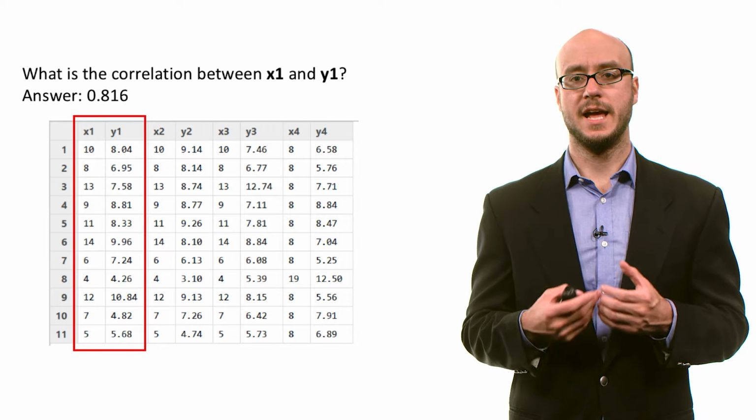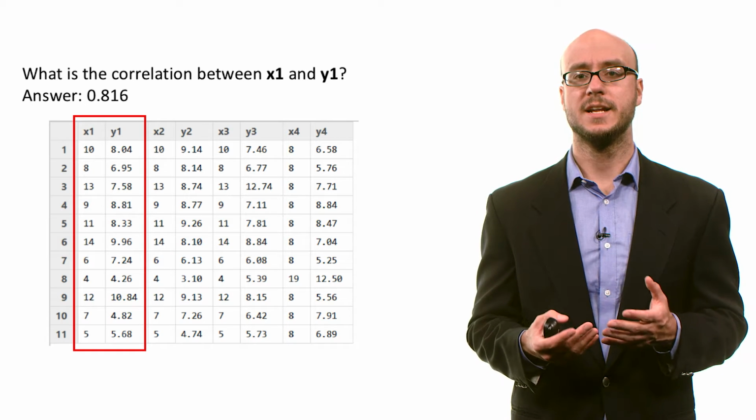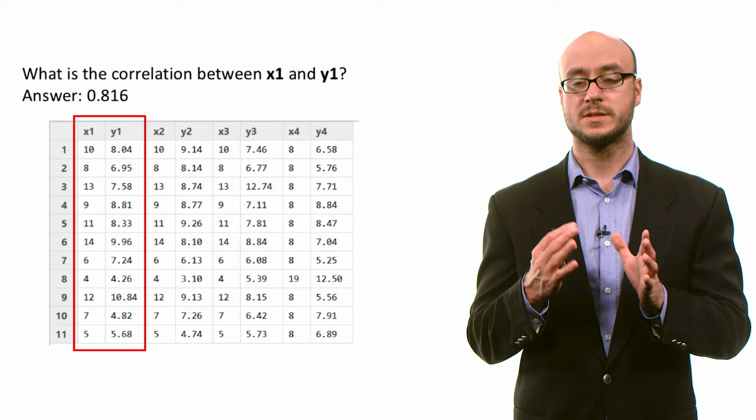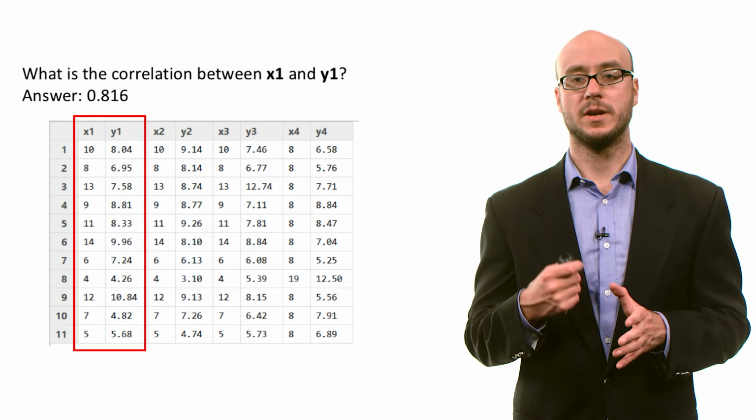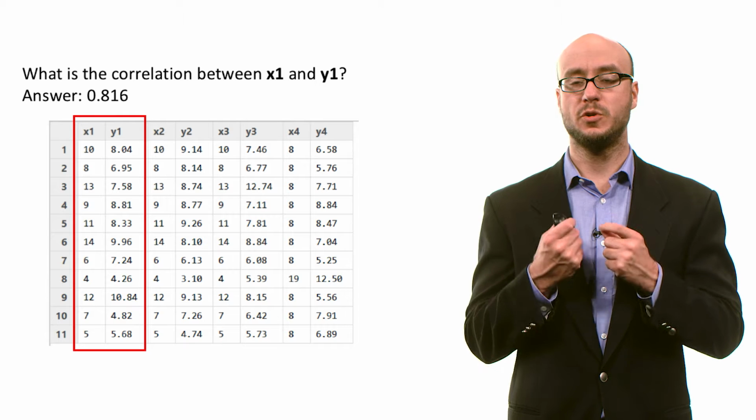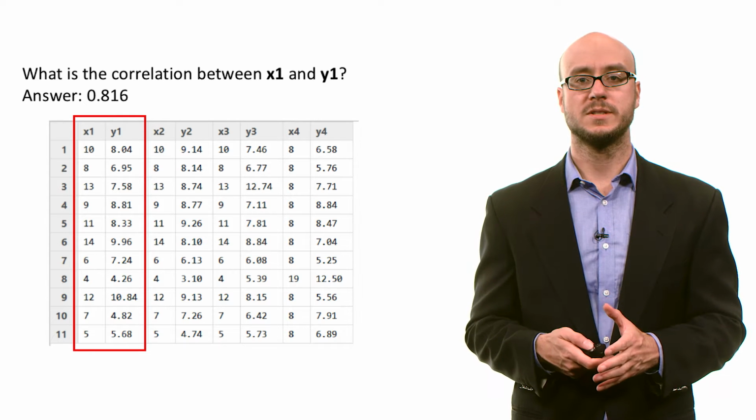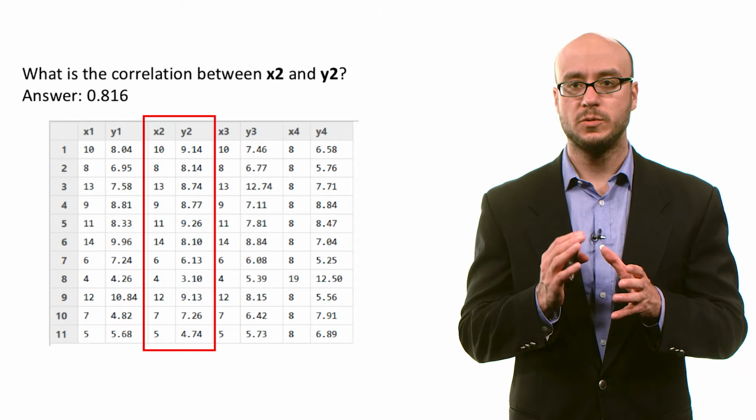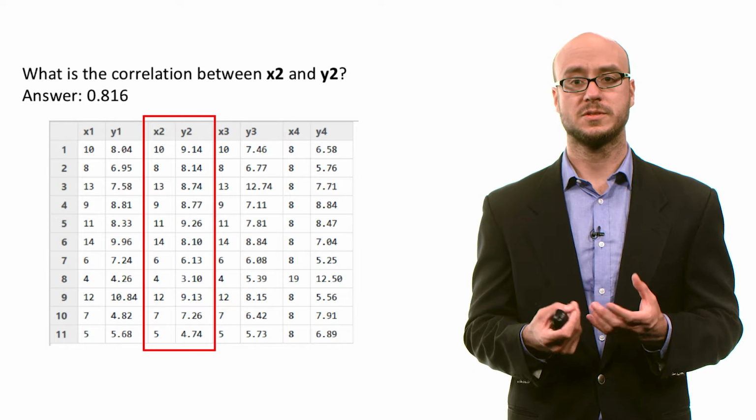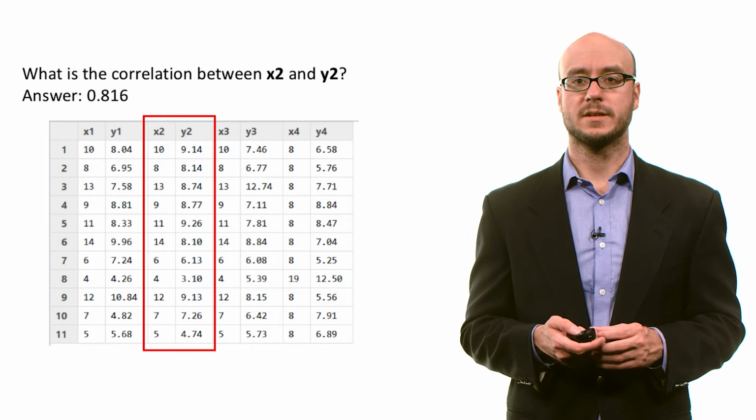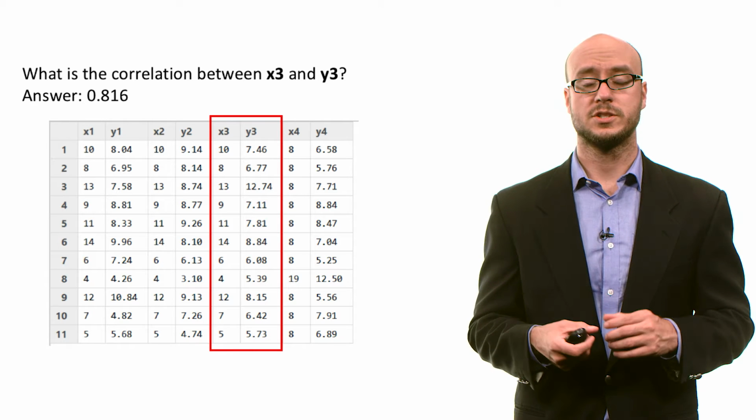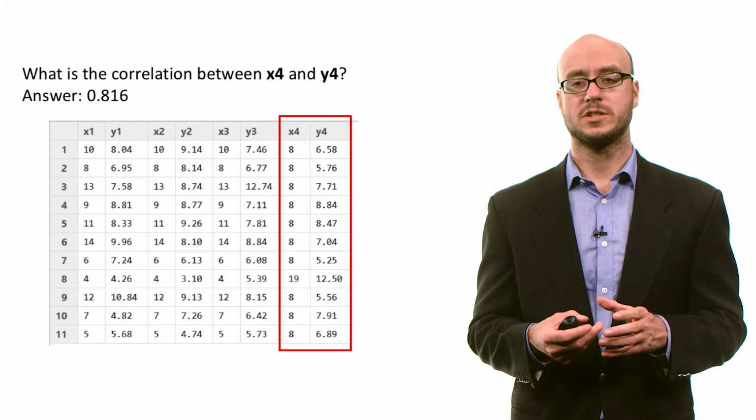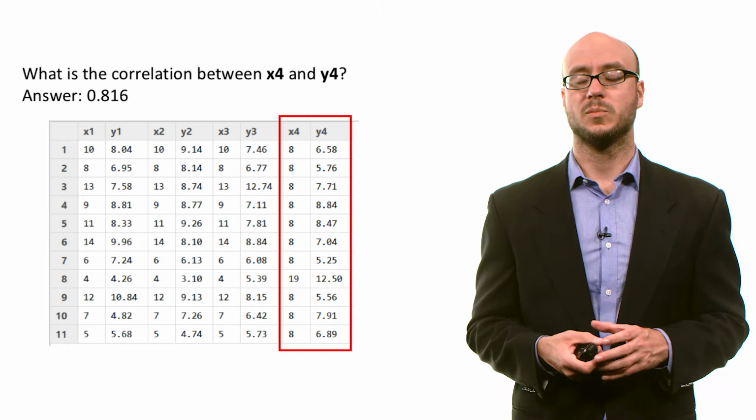So let's look at Anscombe's Quartet. Here's his data set. You can think of this data frame as partitioned into 4 subsets, 4 quartets. The first set of data just consists of x1 and y1, and the correlation between these 2 numerical variables is 0.816. If we look at x2 and y2, the correlation is also 0.816. The correlation between x3 and y3, these 2 columns, is again 0.816. And the correlation between x4 and y4, again, is 0.816.